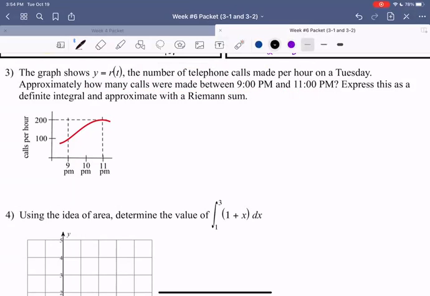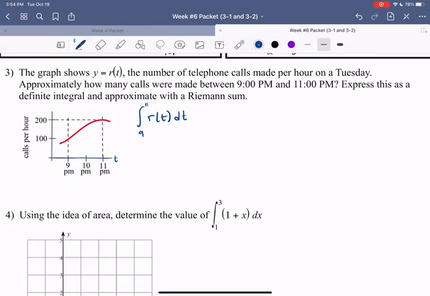So let's write out what it is we want in terms of a definite integral. So this number of calls made between 9 and 11 can be written as a definite integral because it is exactly equal to the area under this curve. So if we want to express that area in notation, it would be the integral from 9 to 11 of r of t, and then we're integrating with respect to this t variable, so dt.